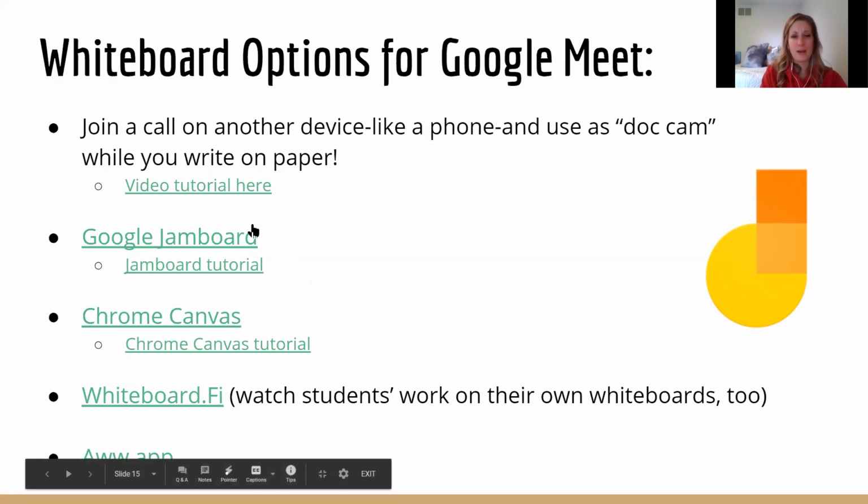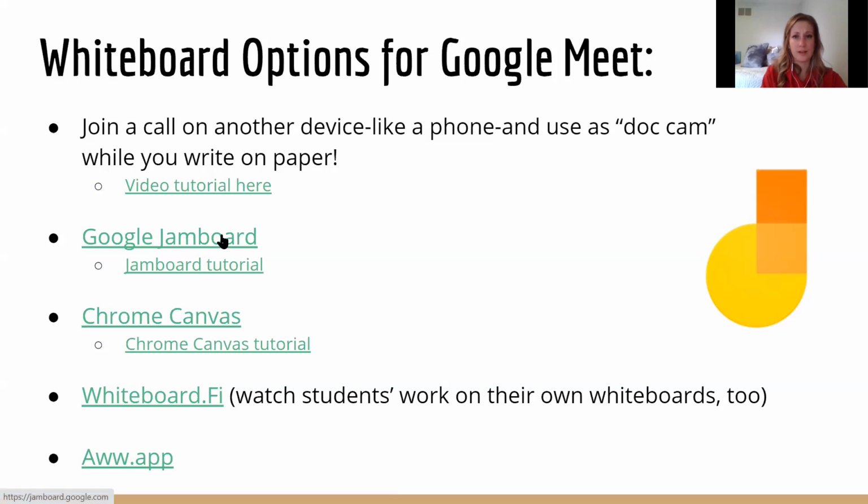Other types of whiteboarding options here, these are digital whiteboard tools. Jamboard's a good one. It saves everything in your Google Drive. You can add pictures and post-it notes to it. You can share it with students so they can edit and work on it at the same time, and it automatically saves everything. You don't have to click the save button.